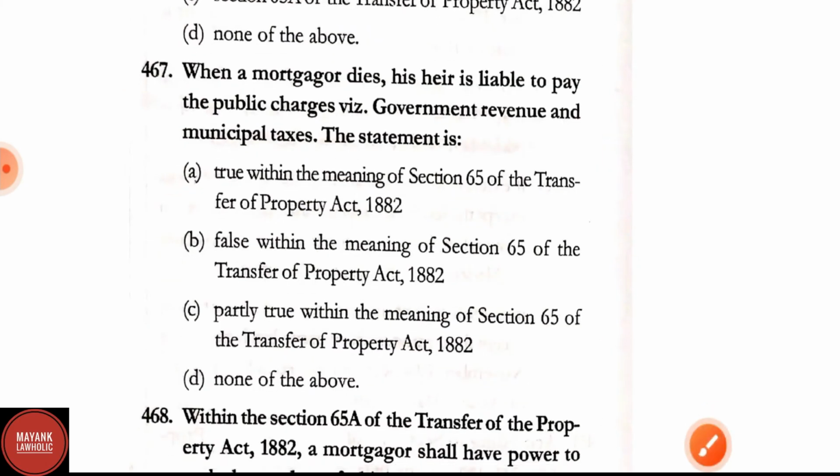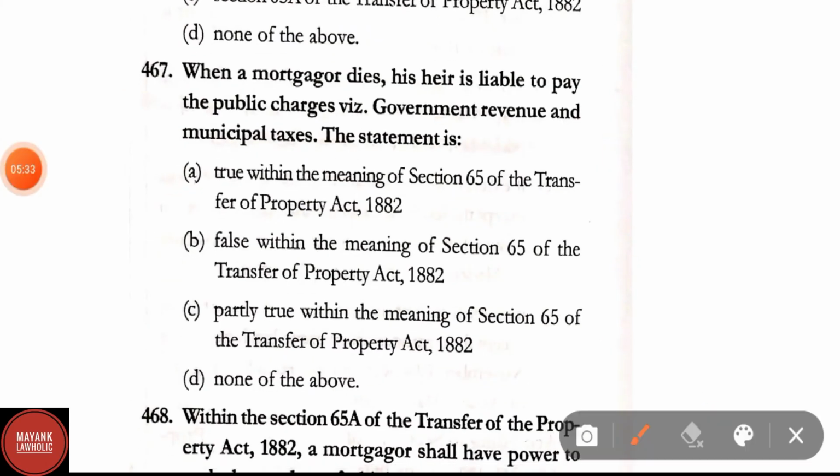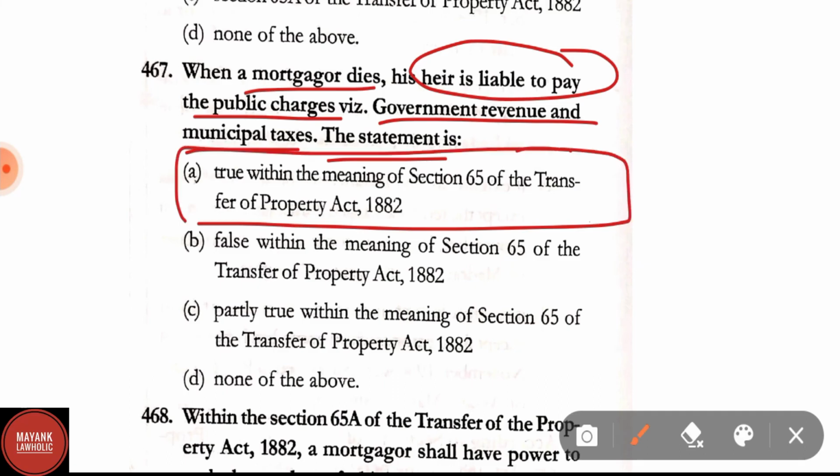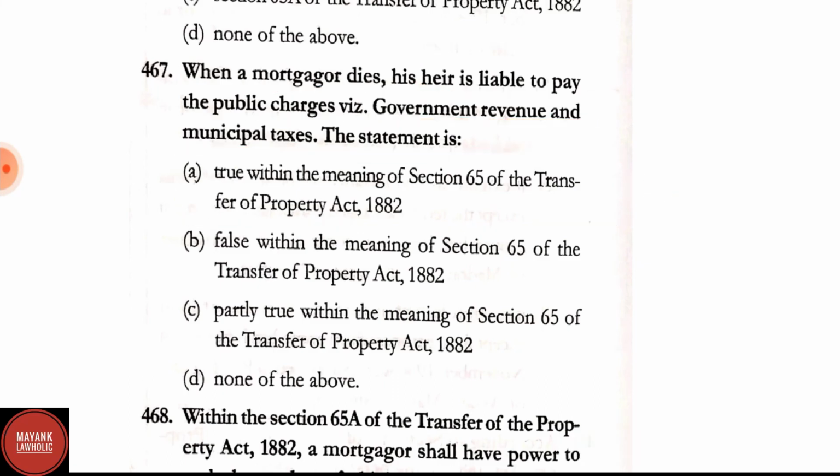Question number 467. When a mortgagor dies, his heir is liable to pay the public charges, viz. government revenue and municipal taxes. This statement is true within the meaning of Section 65 of the Transfer of Property Act 1882. This is the correct answer.